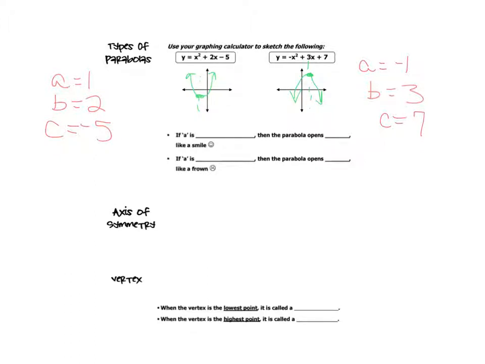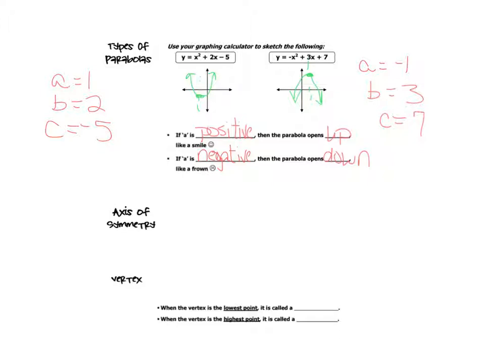And here's what you need to know. If the coefficient of the squared term is positive, then the parabola is going to open up. So here, a was a positive 1, so it opens up. It's a smile, okay? If a is negative, here it's a negative 1, the parabola is going to open down, and it's going to be a frown, okay? So we have a positive happy parabola or a negative sad parabola.